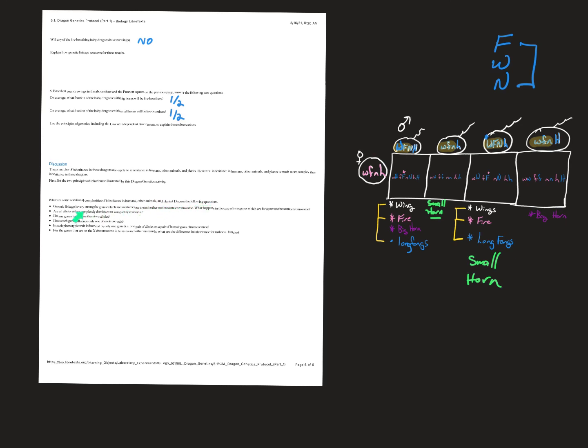Discuss the following questions. Genetic linkage is very strong for genes which are located close to each other on the same chromosome. What happens in the case of two genes which are far apart on the same chromosome? We talked about that. That was crossing over. Are all alleles either completely dominant or completely recessive? The answer is no, and we're going to talk about these complexities in class, and that's going to be the nature of our discussion in the second half of this week.